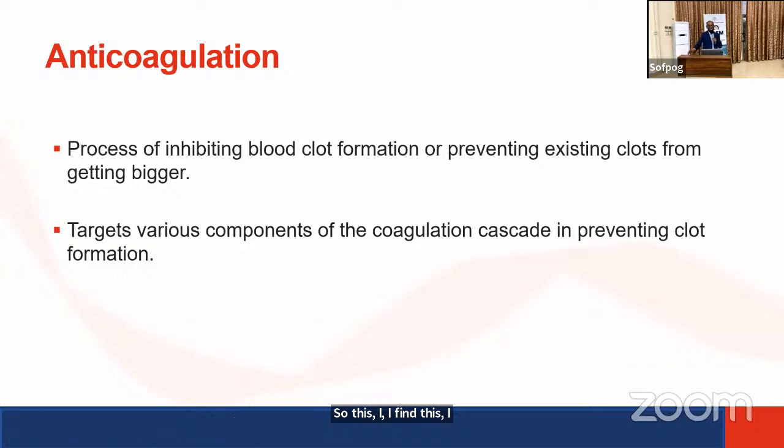What's anticoagulation? It's a process of inhibiting blood clots from forming or preventing existing clots from growing. That is the definition of anticoagulation. We want to prevent the clot from forming. Sometimes the clot has already formed, and we want to prevent it from growing. And it involves targeting the various components of the coagulation cascade that I showed. We use medication to target the various components, prevent the propagation of the clot, or prevent the clot from becoming big.